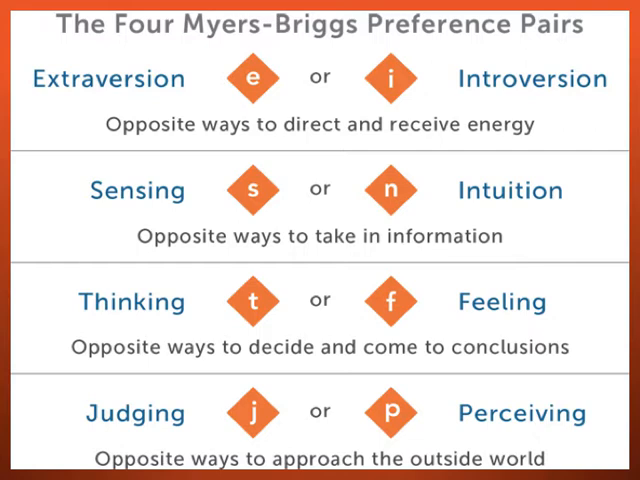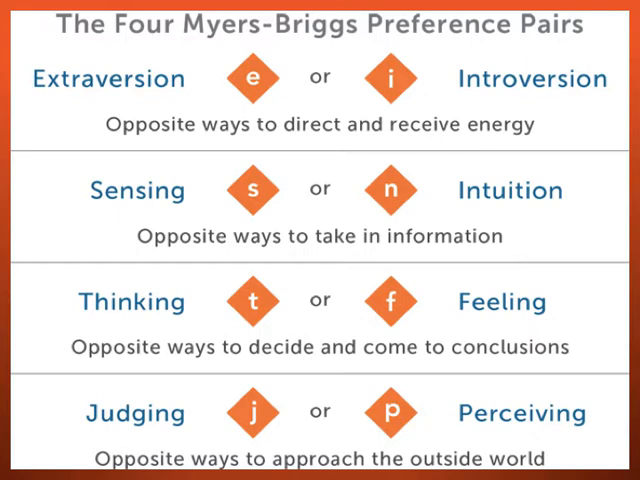Sensing versus intuition, the S or the N, are based on how you like to take in information, how you like to gather your data before you make a decision. The T and the F are related to how you come to a conclusion and actually make a decision. And then the final one, the J and the P, for judging and perceiving, is how you approach the outside world. So this is the bigger perspective.